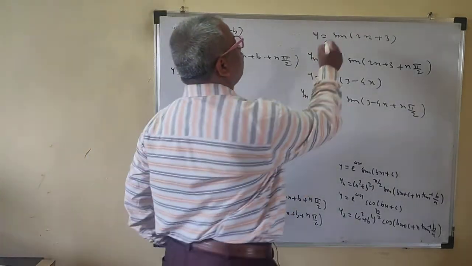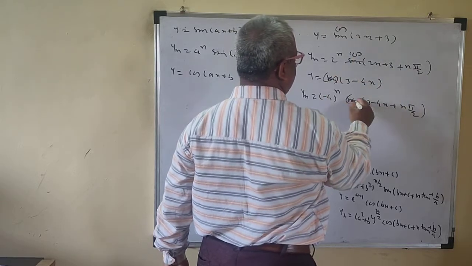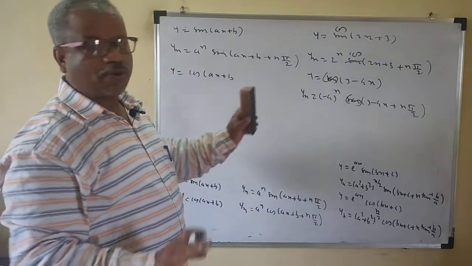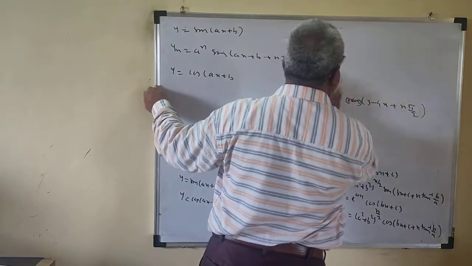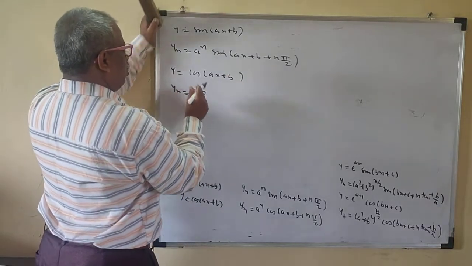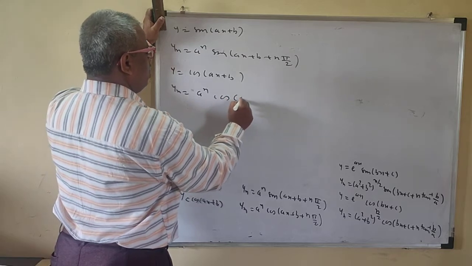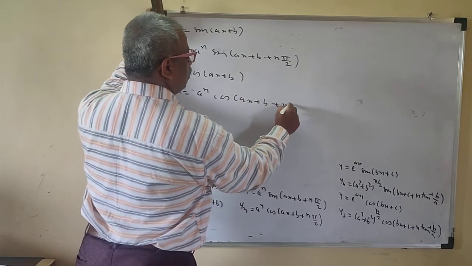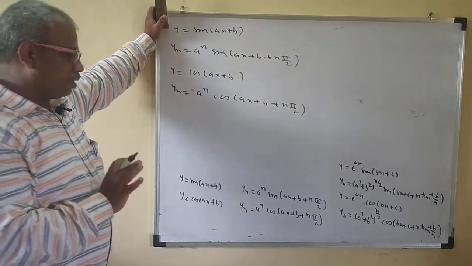If there is a cos, it doesn't matter, this will be cos then. The formula for sin and cos are both the same. So that means if y is cos of ax plus b, then yn is equal to what? a raised to n, I am just writing here, I have already taken the example, cos of ax plus b plus n pi by 2. In cos also you have to do the same. The formula for sin and cos are both the same here.